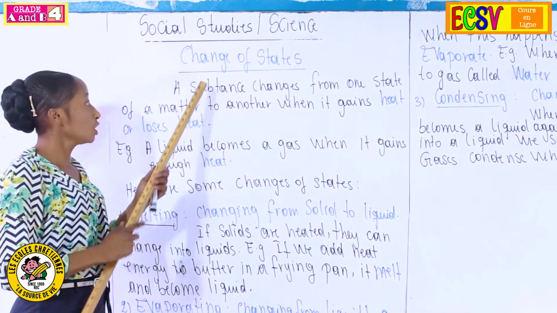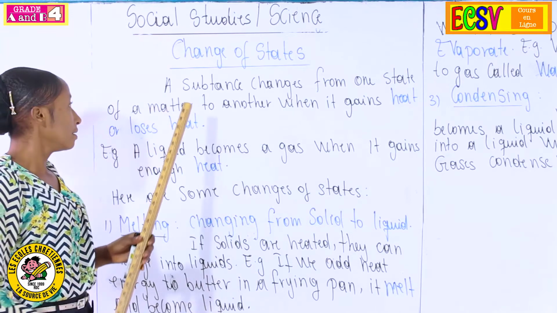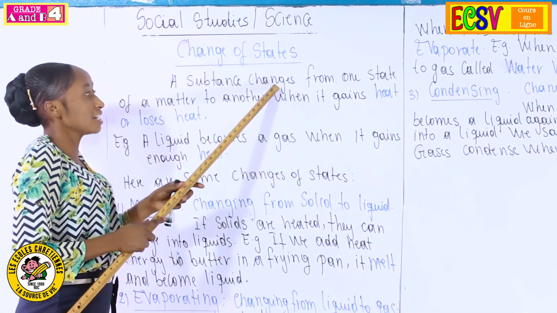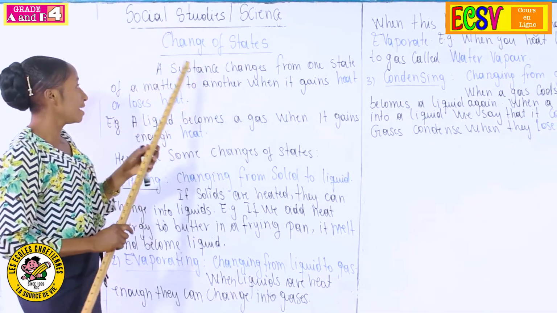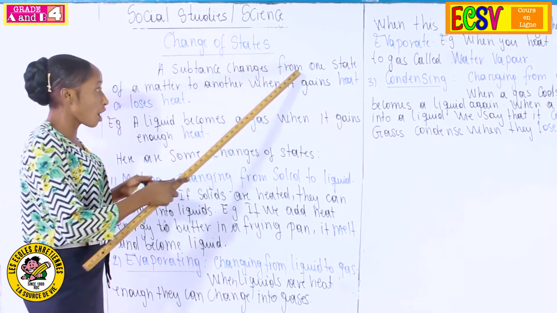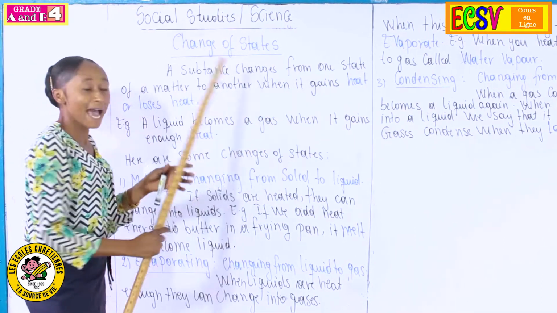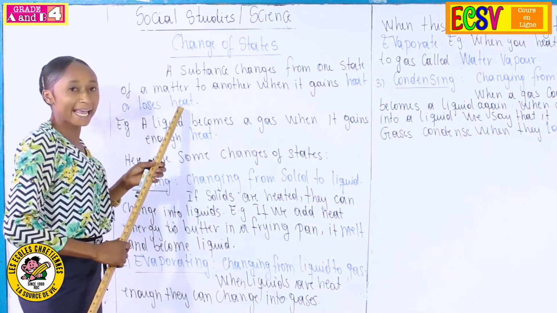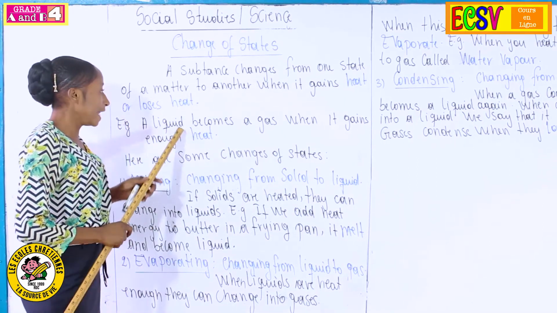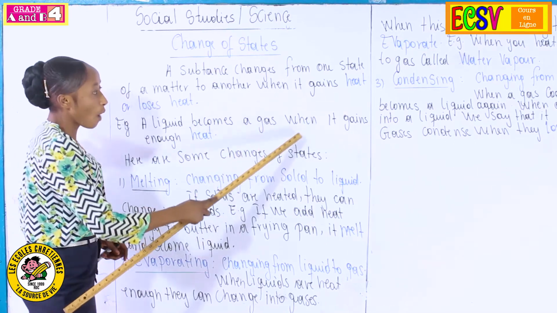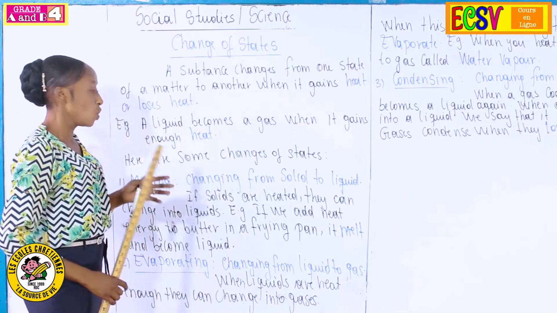I told you that we are talking about the change of states. I told you that a substance changes from one state to another. A substance changes from one state of matter to another when it gains heat or loses heat. It means it becomes cold. For example, a liquid becomes a gas when it gains enough heat. In this case, we are going to see that liquid changes to gas.